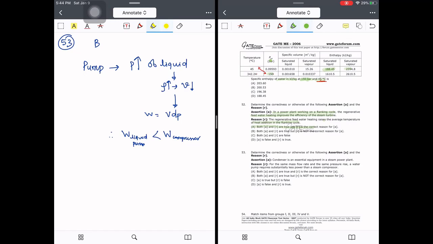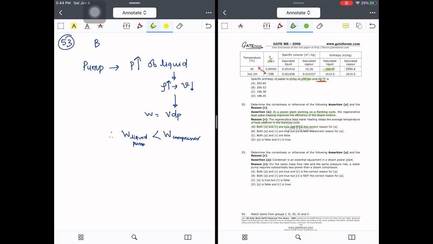Now, question number 53. Determine the correctness or otherwise of the assertion and reason. Condenser is essential equipment in a steam power plant. Yes, the condenser is used to extract the heat from the steam that has expanded in the turbine.